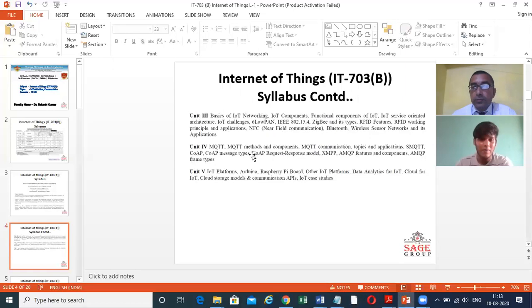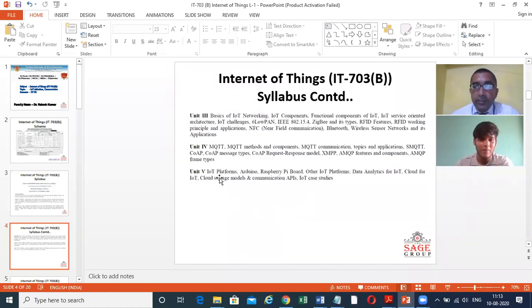I will provide you the notes and the video lectures and everything for this. The next unit is also concerned with protocols, that is MQTT, SMQTT protocol, and CoAP protocols. We will discuss them. And the last is the IoT platform. You will hear about IoT platforms, that is Arduino, Raspberry Pi, and other IoT platforms.